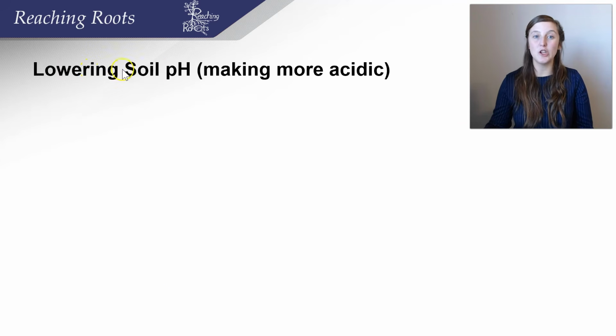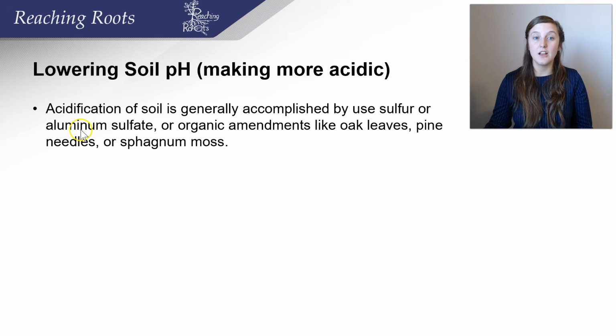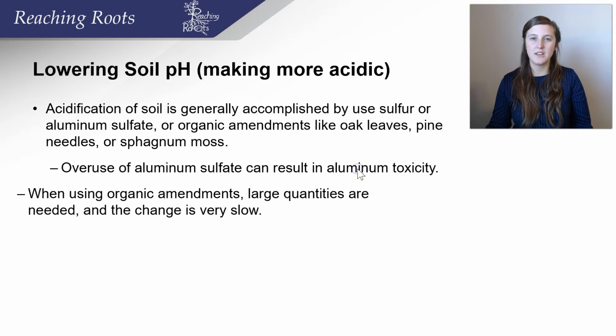Now let's talk about lowering soil pH, making it more acidic. This is less common because soils are often too acidic for plant growth. But if your soils are too alkaline and you need to make them more acidic, there's ways to do that. You can add aluminum sulfate or organic amendments such as oak leaves and pine needles. Be careful though, because too much aluminum sulfate can cause aluminum toxicity in your soil, which you do not want.